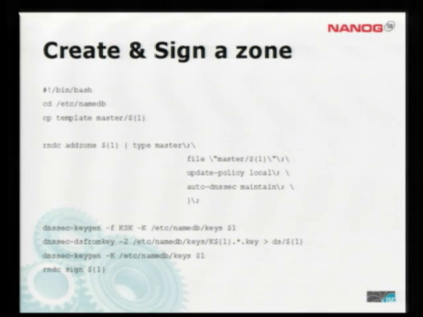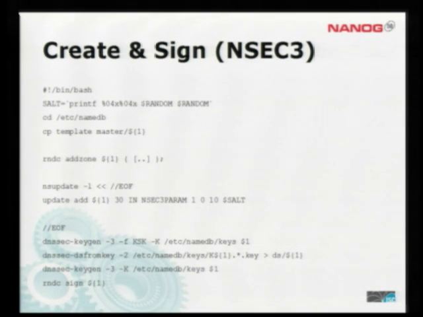Pretty neat stuff. The last slide is basically doing the same thing. The difference here is that you're using NSEC3. I'm not going to get into the differences between NSEC and NSEC3, but the thing that this shows is the use of nsupdate with the -l option to do a local update, because we need to insert a specific record into the zone before we introduce the key signing key to tell it how to do NSEC3.